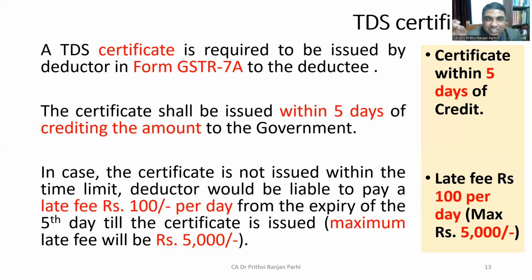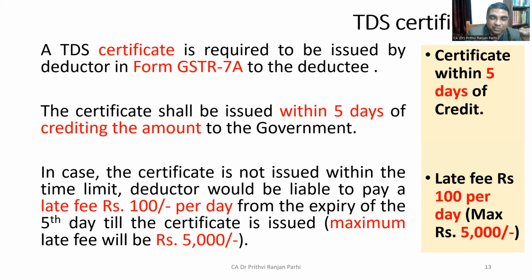In case the certificate is not issued within the time limit, the deductor, or here in case of a government department the DDO, is liable to pay a late fee of 100 rupees per day. But thankfully, there is a cap on this. The maximum amount is 5,000 rupees. So 100 rupees per day or 5,000 rupees, whichever is lower, that amount is to be paid. So the late fee is 100 rupees per day, but with a maximum limit of 5,000. It cannot exceed 5,000 rupees. So the DDO's liability is limited to 5,000 rupees.